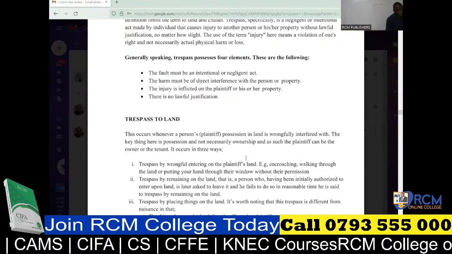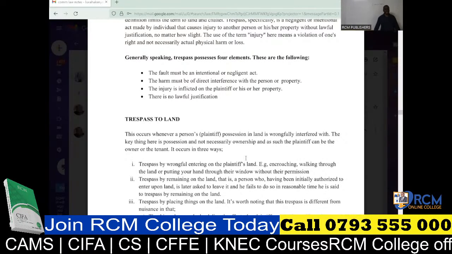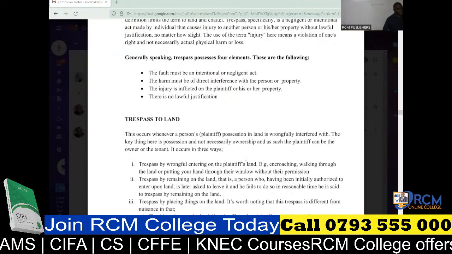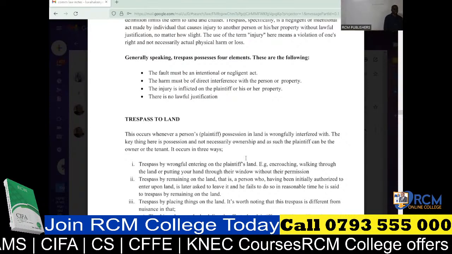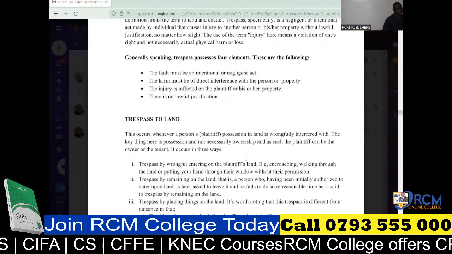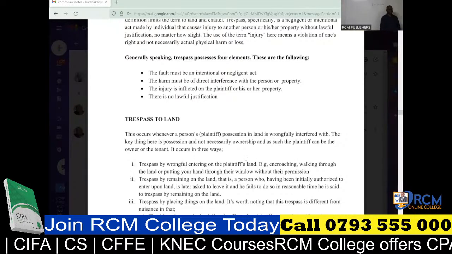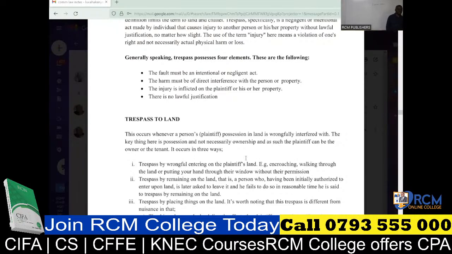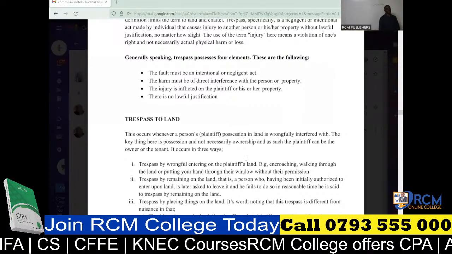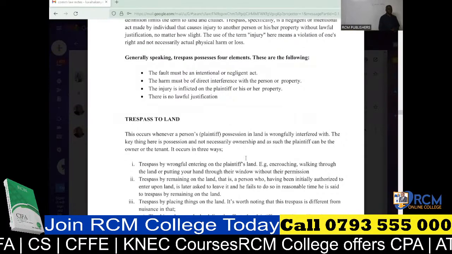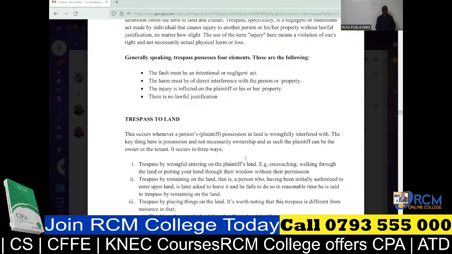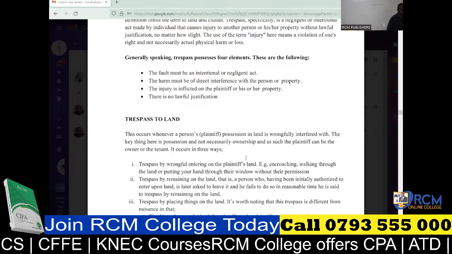Then there is trespass by placing things on the land. You can place items on the land without having been authorized. It's worth noting that this trespass is different from nuisance in that the thing placed on the land directly affects the plaintiff's possession, unlike nuisance, which affects how they enjoy the property. Nuisance, unlike trespass, is concerned with enjoyment and not possession. You remember what we talked about, nuisance. If you cause a person not to be able to enjoy the rights over his property, maybe through the escape of fumes or gases, then you can be accused of what we call nuisance. It could be noise, smoke, fumes or gases.